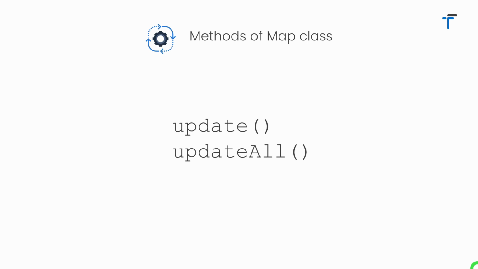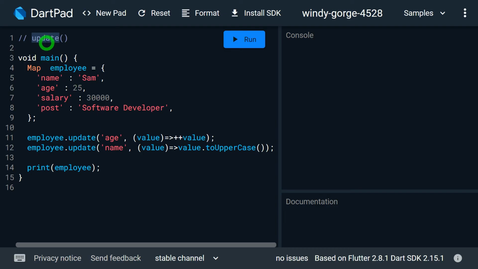Let's talk about update and updateAll method. Update method is used to update specific element in the map. For this update method, you can see we need to specify two parameters. First parameter is always a key for which you want to update the value. Second parameter is always a function that accepts your original value, and as a result you need to return the resultant value that you want to be finally present after doing the updation.